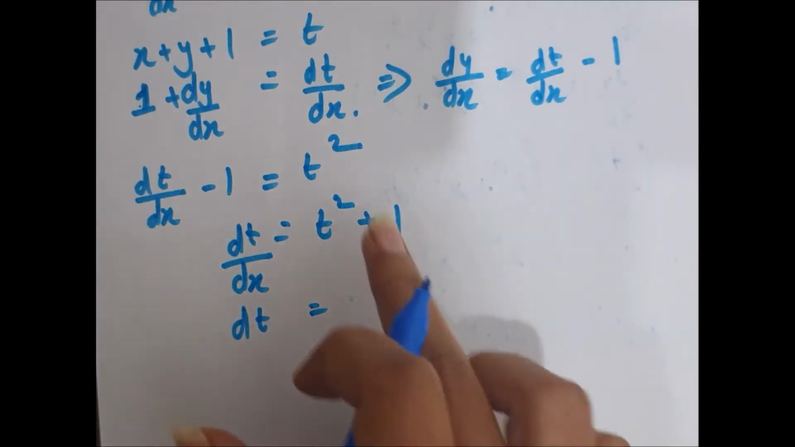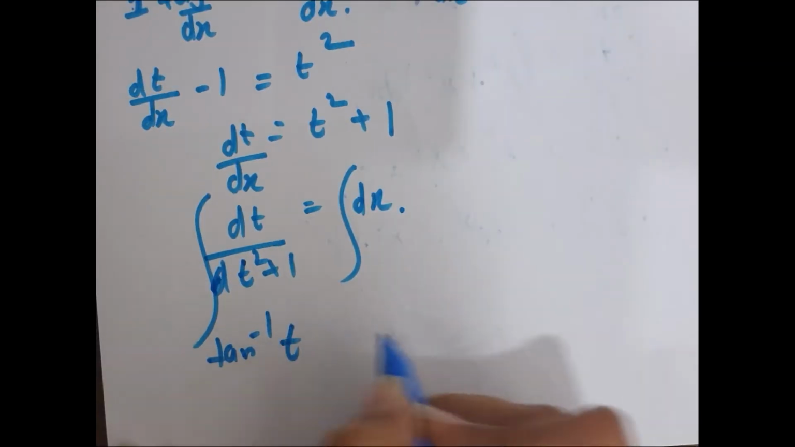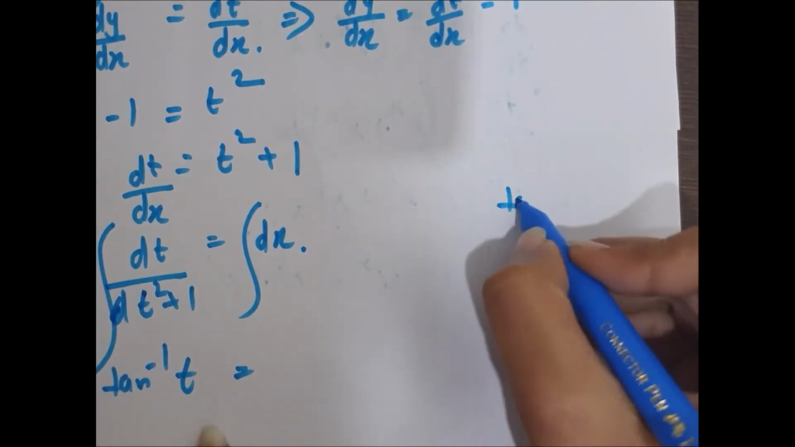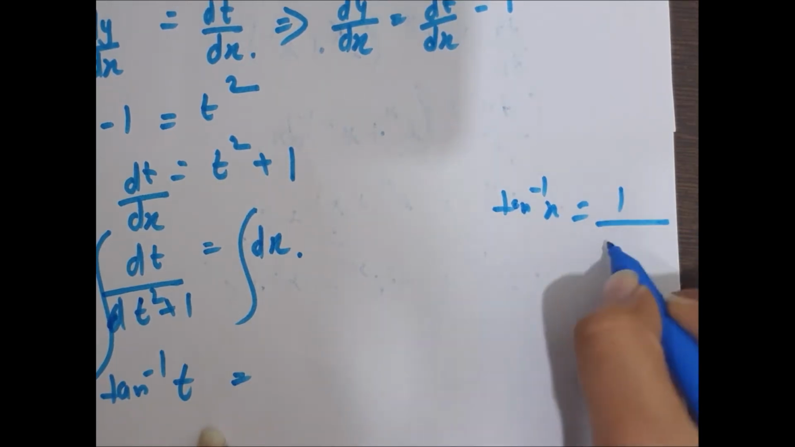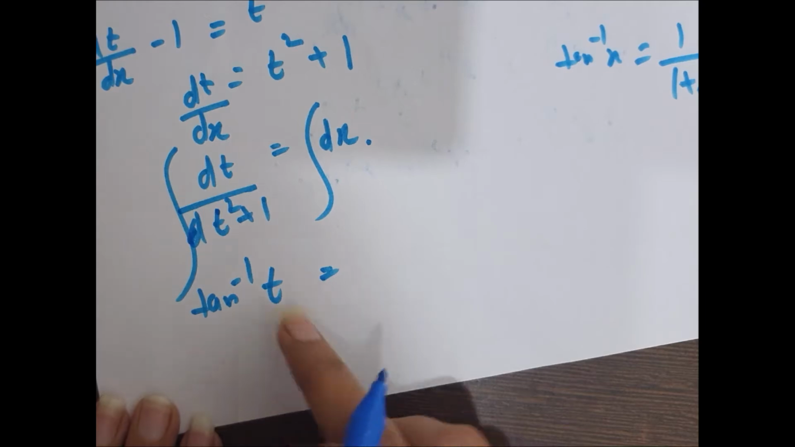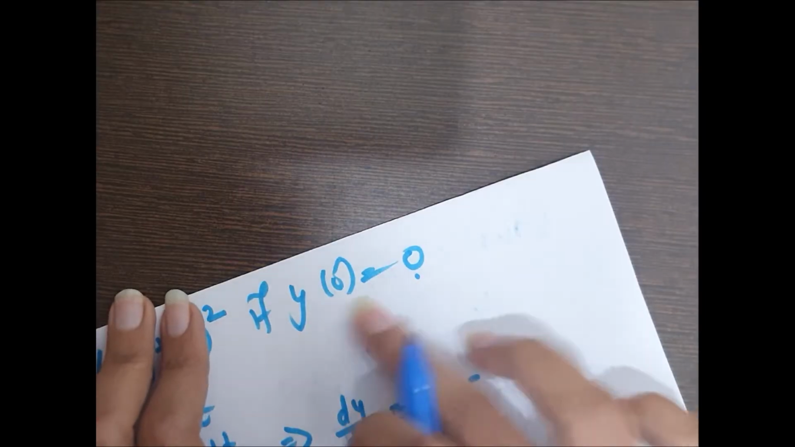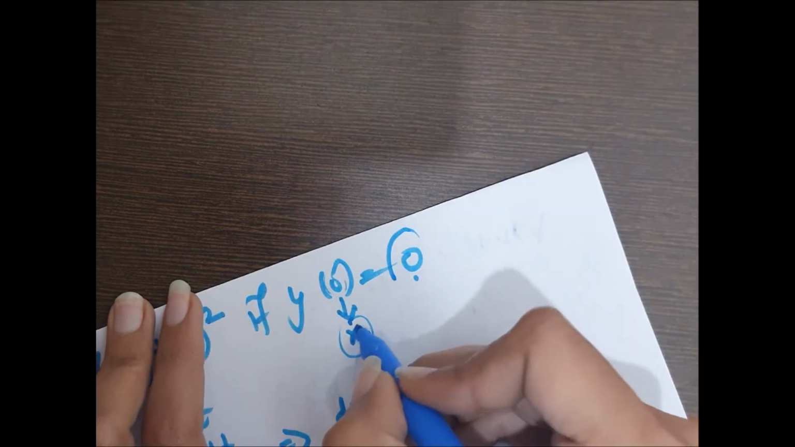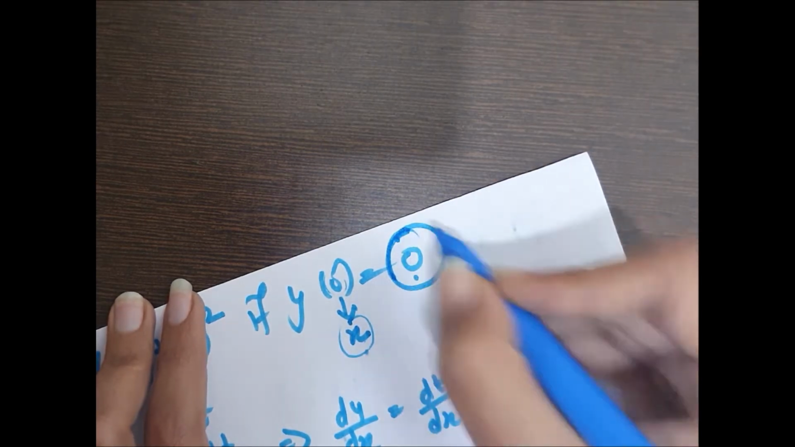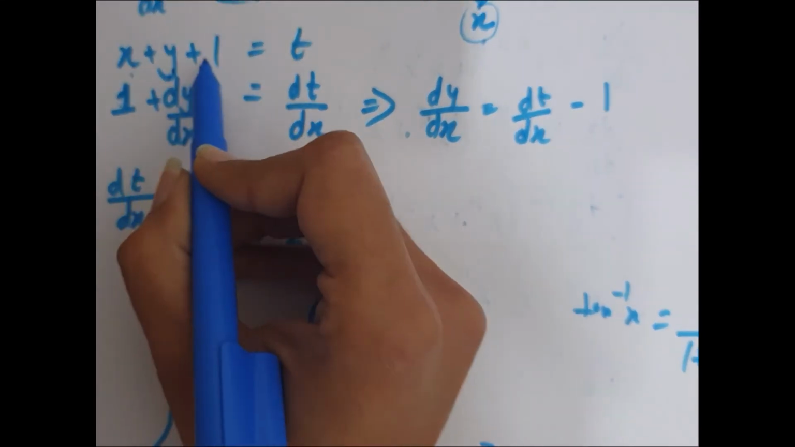Now we can take one variable term to one side and the other variable to the other side, because tan inverse x derivative is 1 upon 1 plus x squared. So it becomes tan inverse t equals x plus c. Now these are the initial conditions. If we put x is 0, then y becomes 0. Now substitute the value of t, that is x plus y plus 1.